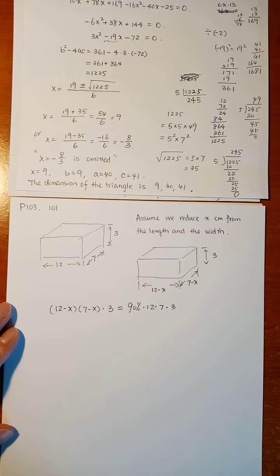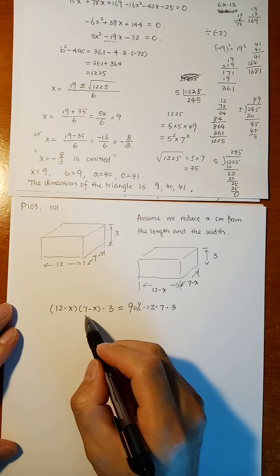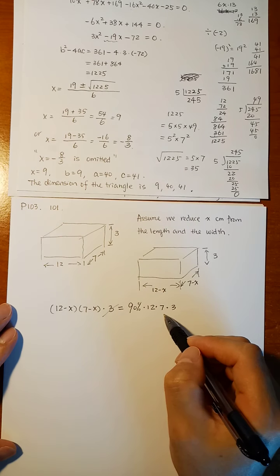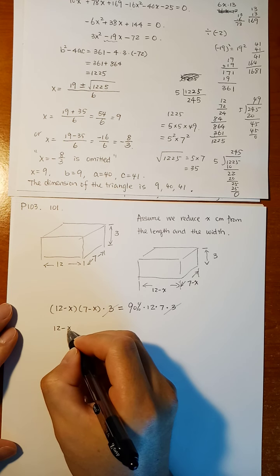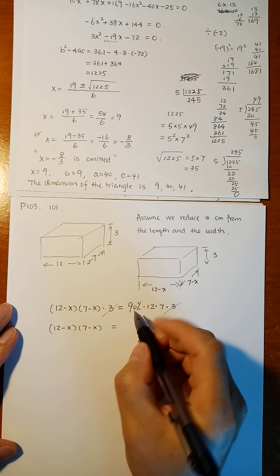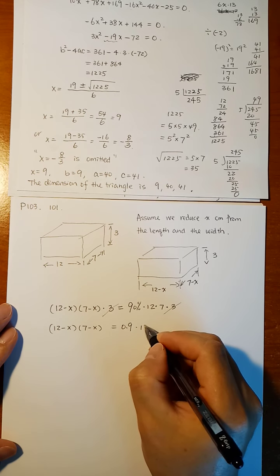Okay, now let's try to compute. This is the equation we have. How do we compute it? The left-hand side times 3, right-hand side times 3, they can be cancelled. Both sides have times 3 cancelled. So you have (12 minus x) times (7 minus x) is equal to 90%, which is 0.9 times 12 times 7.